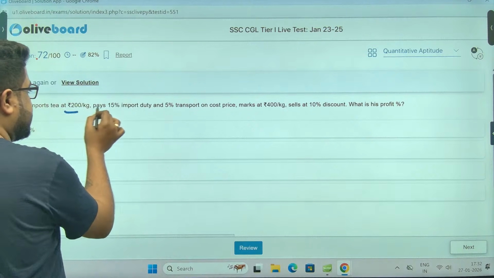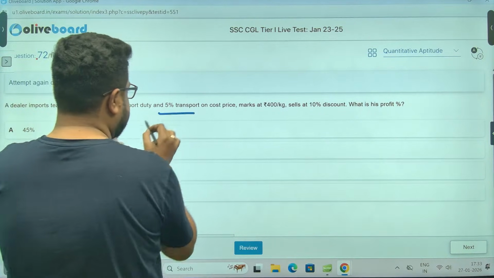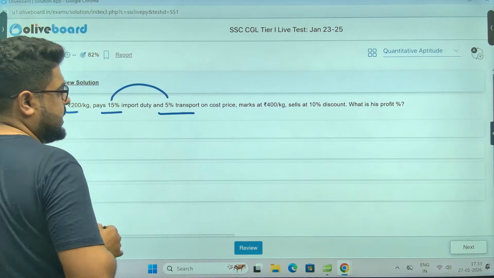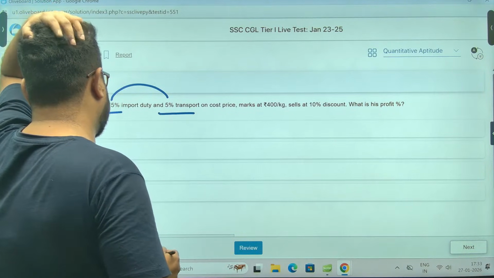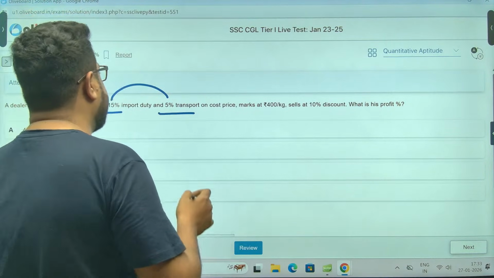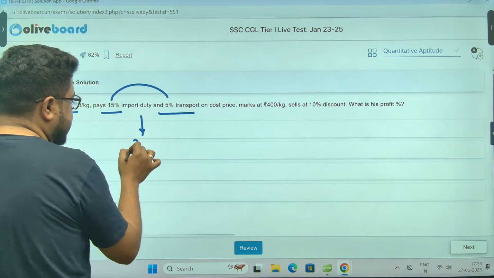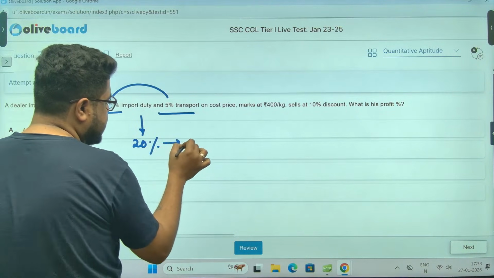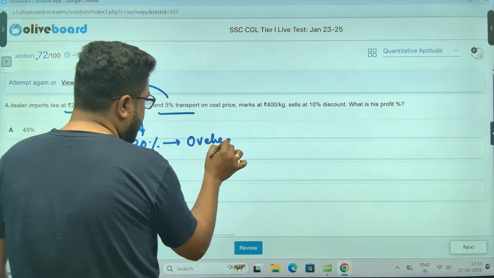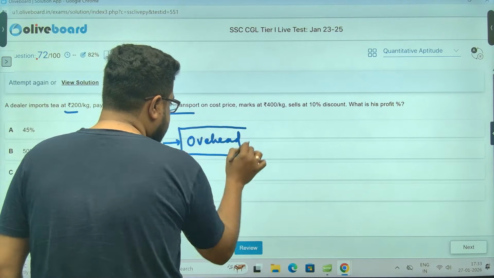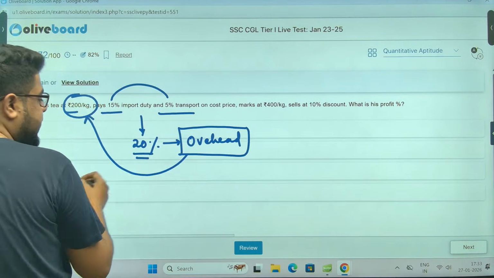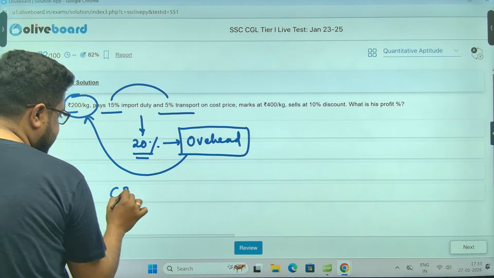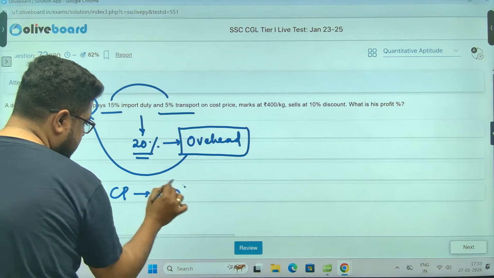Dealer pays import duty, 5%, transport. Meaning, is it successive? I don't think so. Total 20% is overhead. This is overhead expenditure over and above the CP. This also gets added to CP. So 20% of 200, meaning 40 rupees. So actual CP becomes 240 rupees.